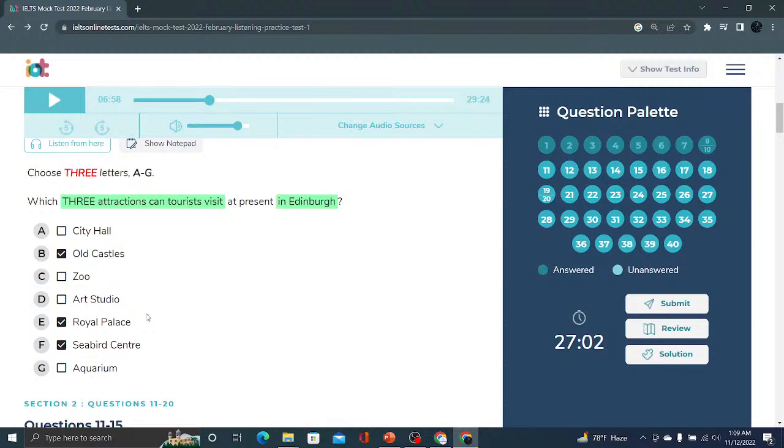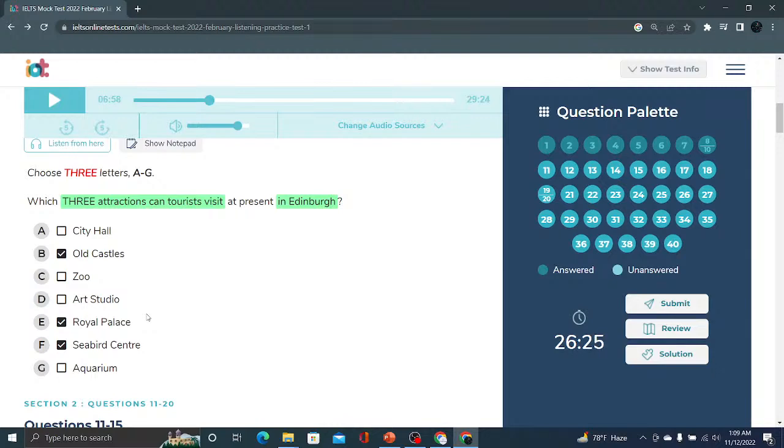So why did I choose B, E and F? Because I was able to listen to it properly. That's why I selected them. So I think these are the correct answers. Let's explain why I chose them. I chose B because Claire was saying that the first resort we will visit is Old Castles. That's why I chose it.